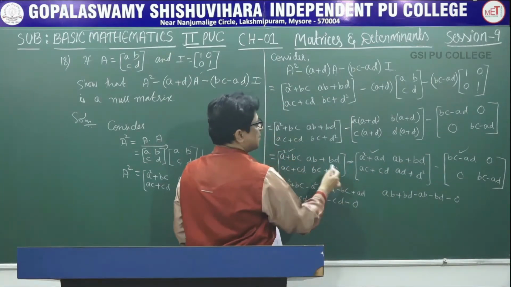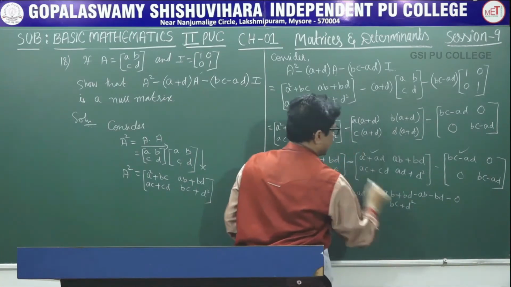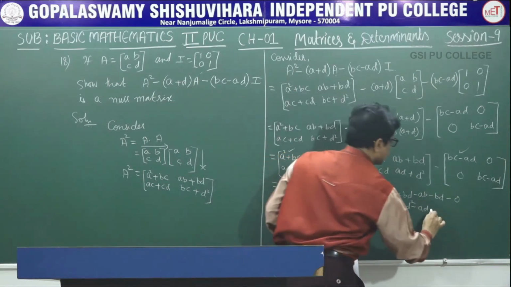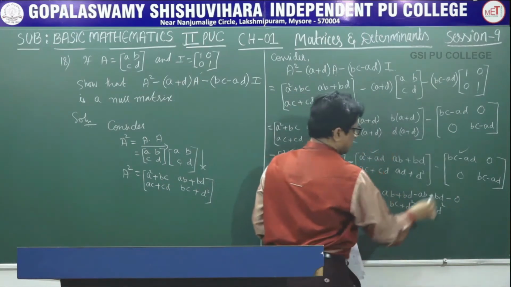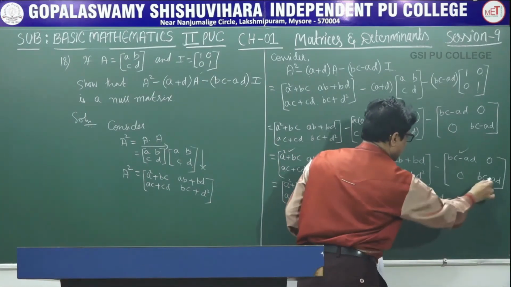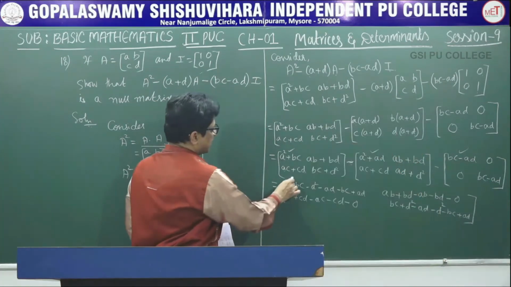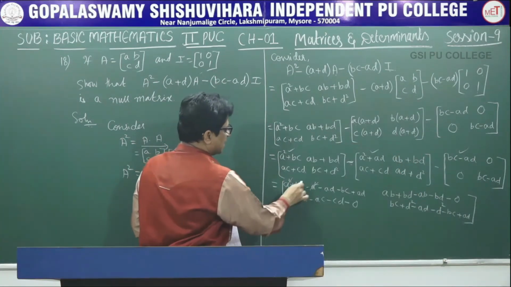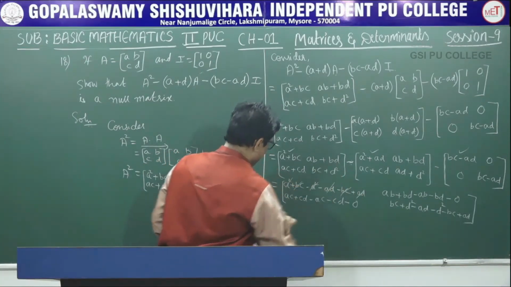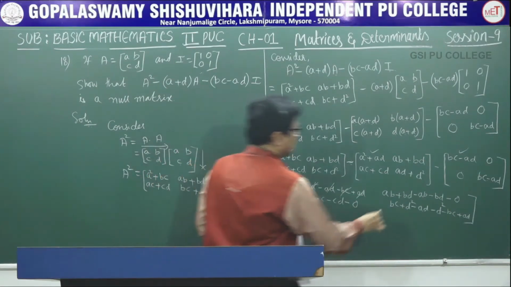Next element, BC plus D square minus AD minus D square, minus into BC minus BC, minus into minus plus AD. So here A square and A square will get cancelled, BC minus BC will get cancelled, minus AD plus AD will get cancelled. So that will be equal to 0.